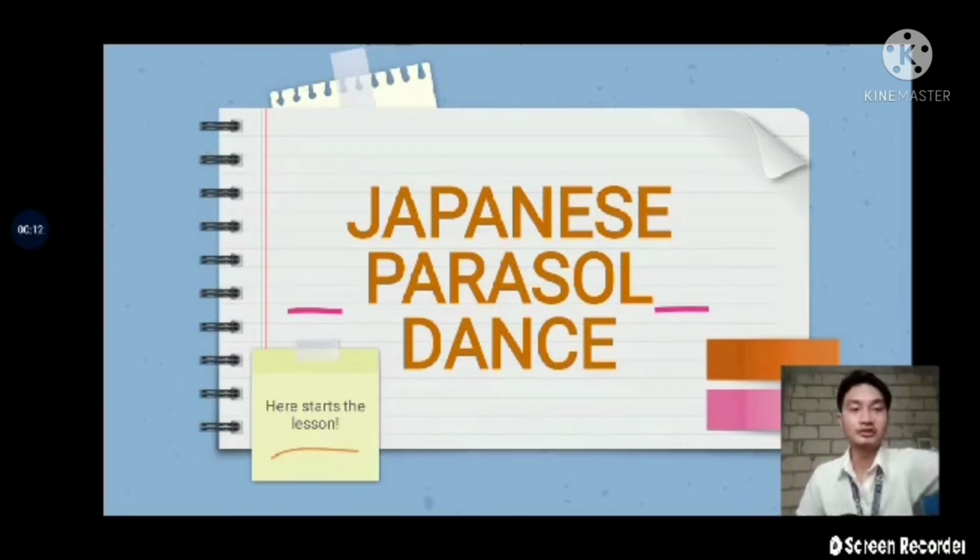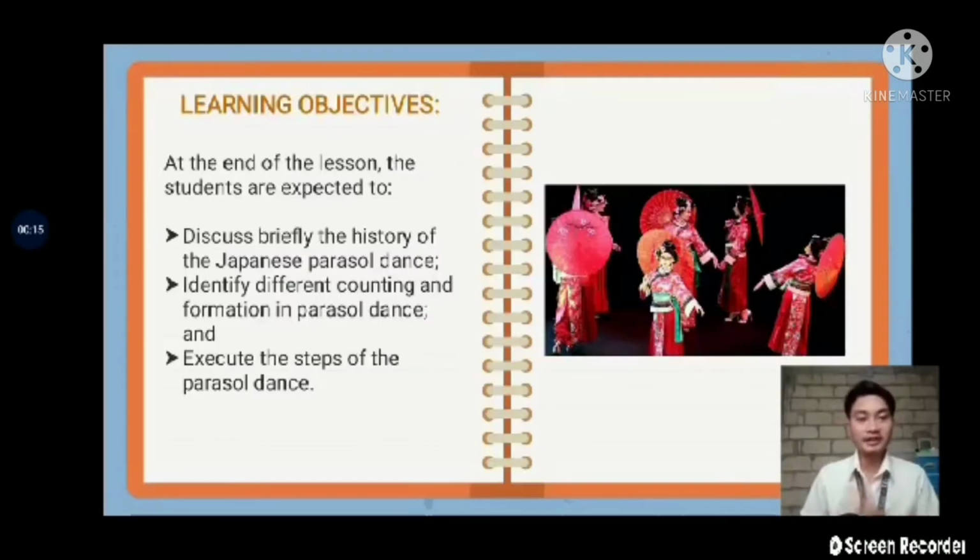So let's proceed to the learning objectives of this lesson. At the end of the lesson, you are able to discuss briefly the history of the Japanese Parasol dance. Second, identify different counting and formation in Parasol dance. And last, you are able to execute the steps of the Parasol dance.